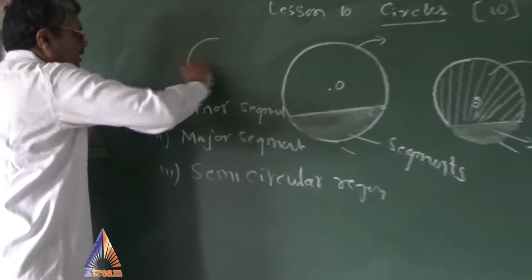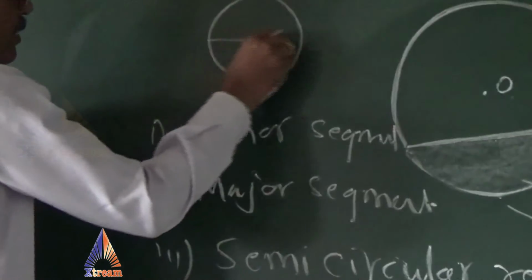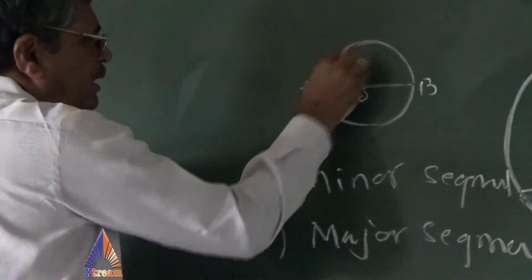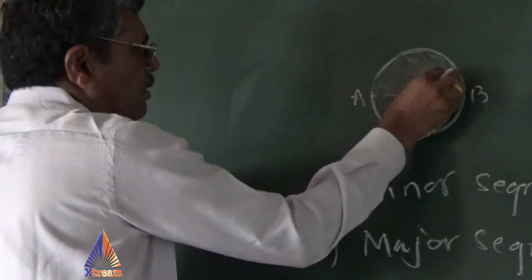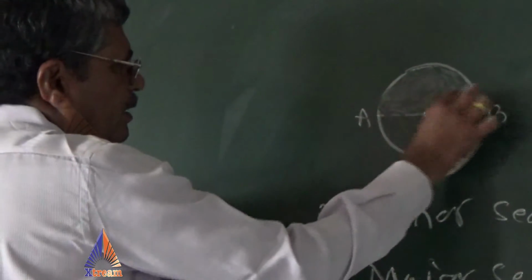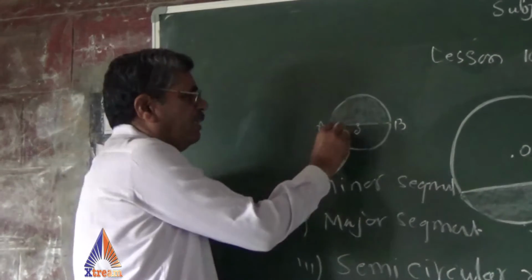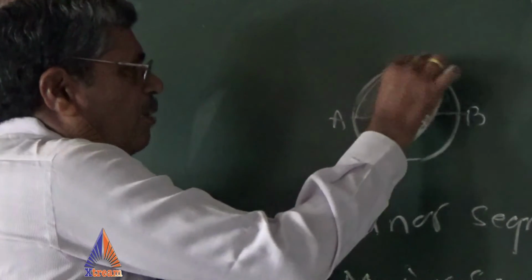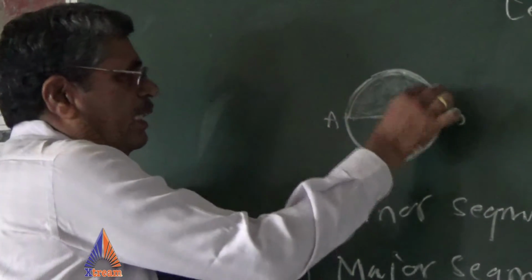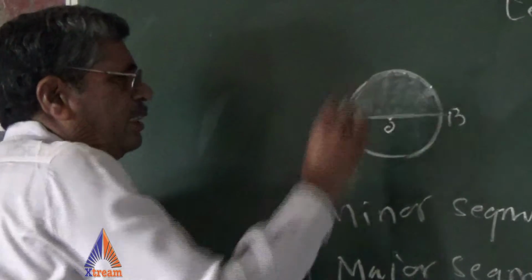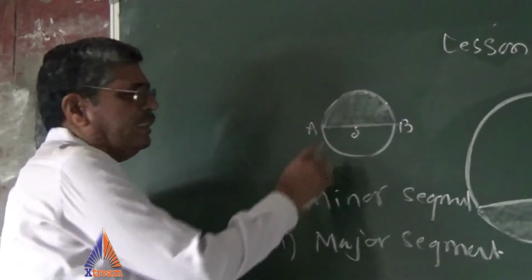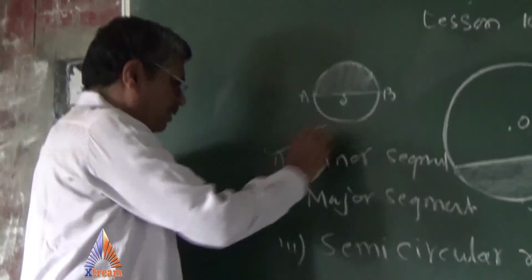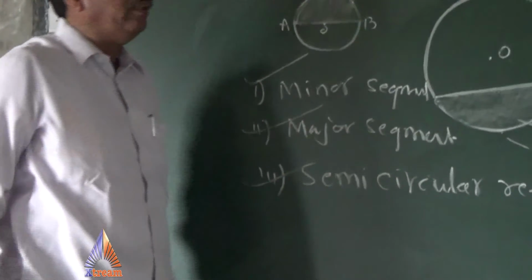In a semicircular region, the diameter divides the circle into two equal parts. So each part is called the semicircular region. The region bounded by the diameter and the arc of the circle is called the semicircular region. These are the segments: the first one is minor segment, major segment, and semicircular region.